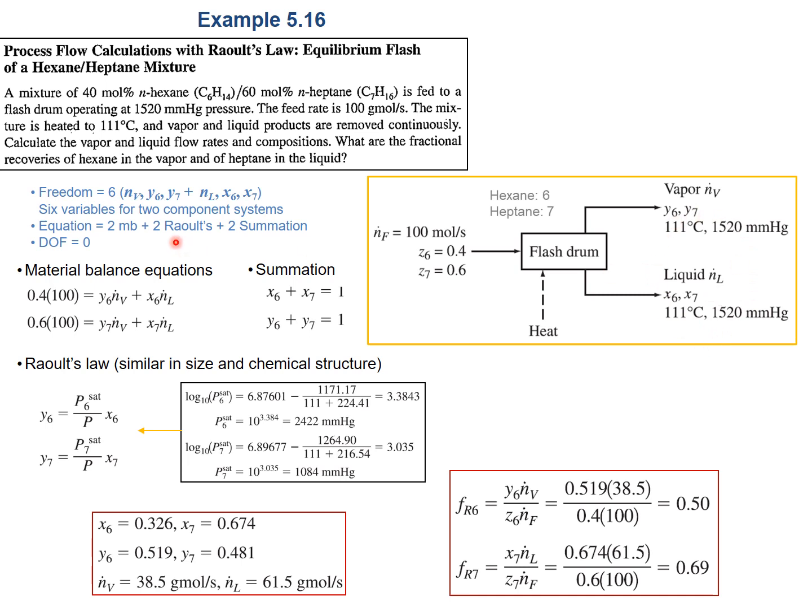So first, I'd like to calculate the degrees of freedom. Maybe it is going to be 0. In this case, let me consider all variables in the output stream: the total vapor flow rate and total flow rate of the liquid stream, V and L, and y6, y7, and x6, x7. Of course, y6 plus y7 is equal to 1, but in this case, I have taken all of the compositions as variables.